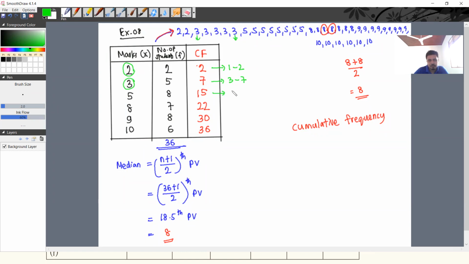Here from the 8th student to the 15th student has scored 5 marks.